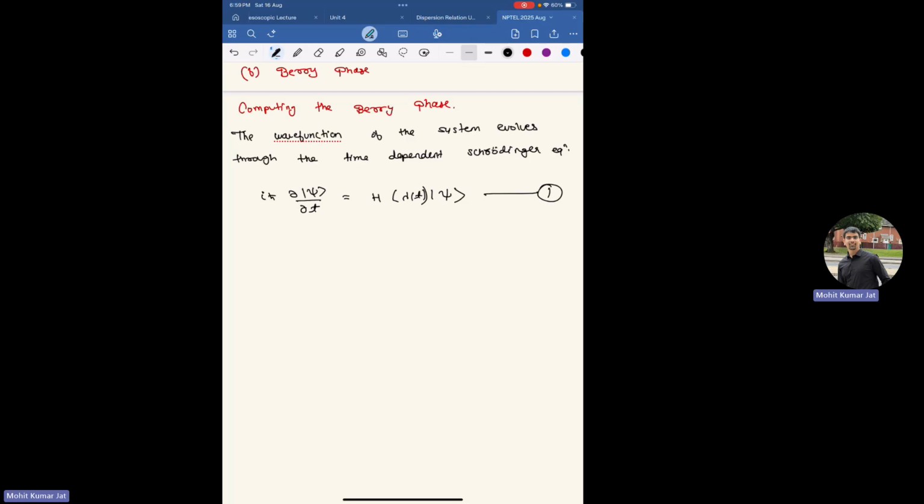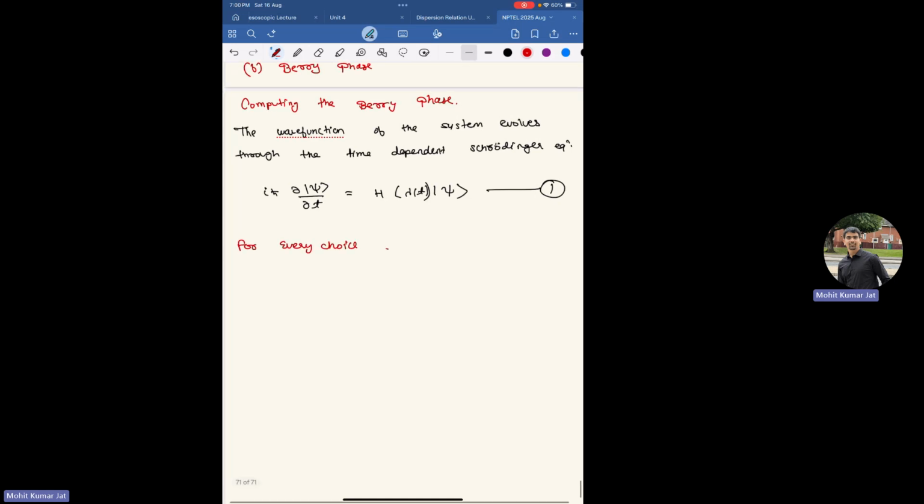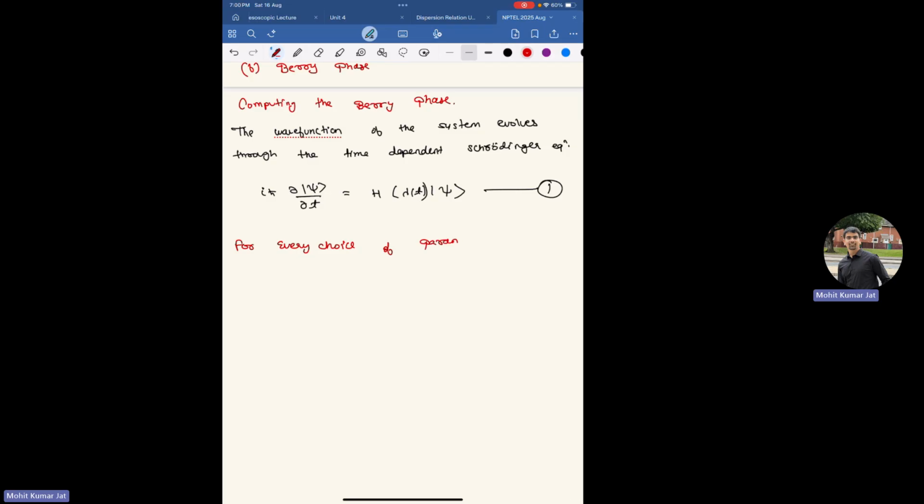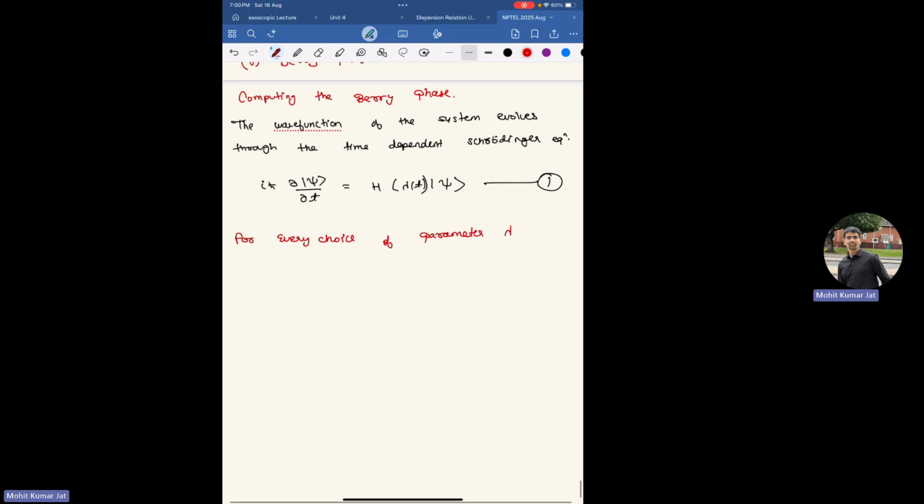Now for every choice of the parameter lambda, we introduce a ground state with some fixed choice of phase, right? And we call this reference state psi_n of lambda. For every choice of parameter lambda, we introduce a ground state with some fixed choice of phase.